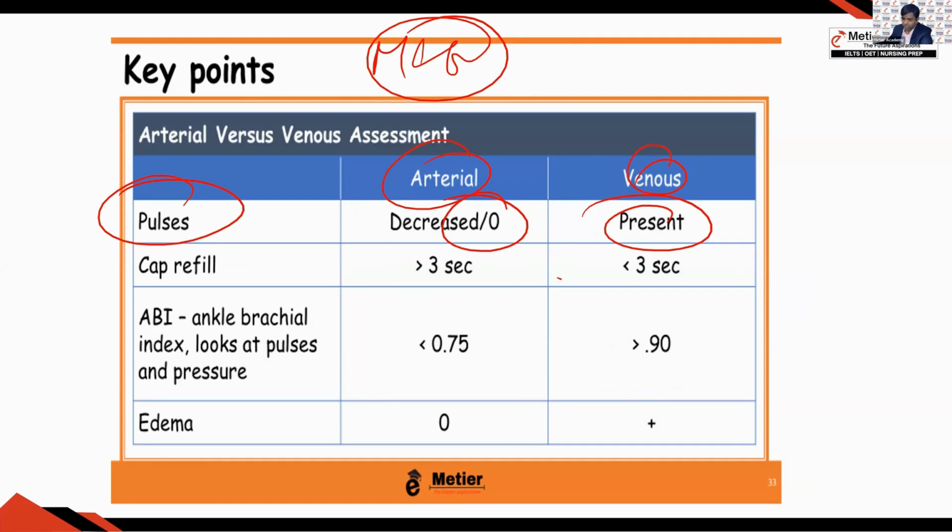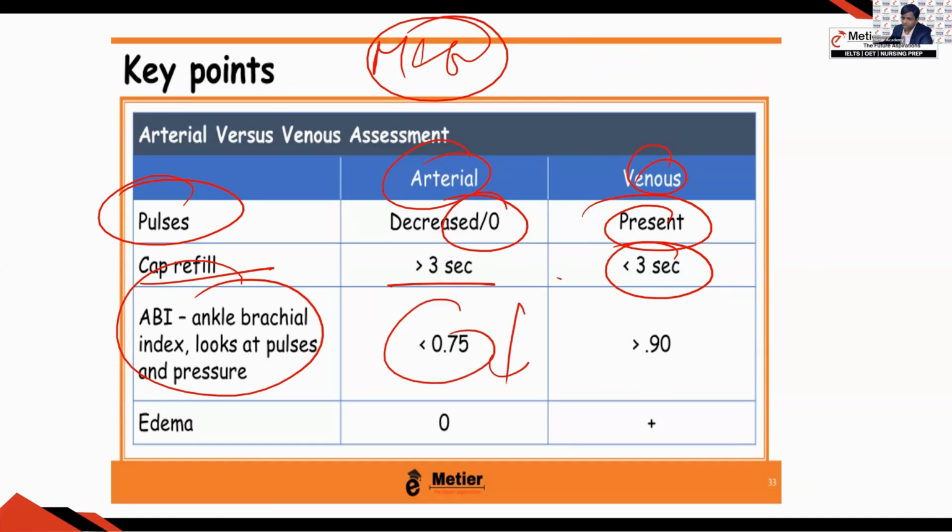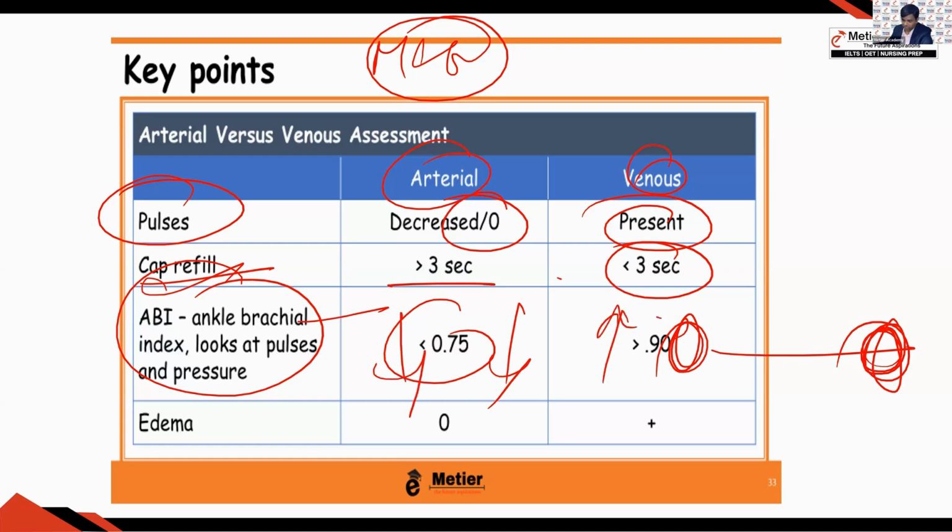If you come to capillary refill time, it is greater than 3 seconds in arterial, and in venous it is less than 3 seconds. The ankle brachial index, ABI, is decreased. For the ankle brachial index, they assess the BP in the leg at the ankle and the BP in the brachial, and they compare the two and go for the finding. This is most commonly used in PAD only. In the arterial disorder, it decreases. In the venous disorder, it increases.